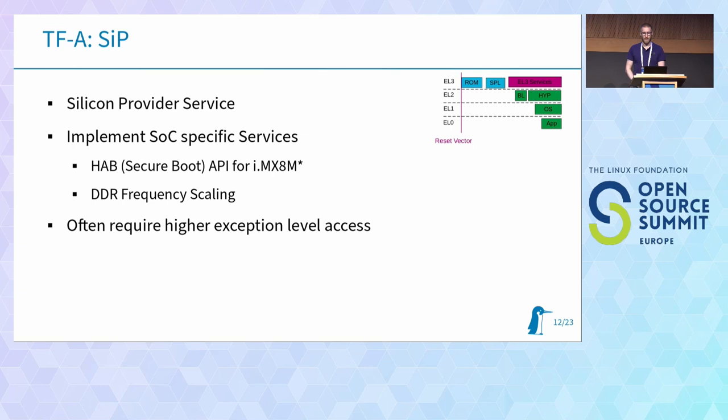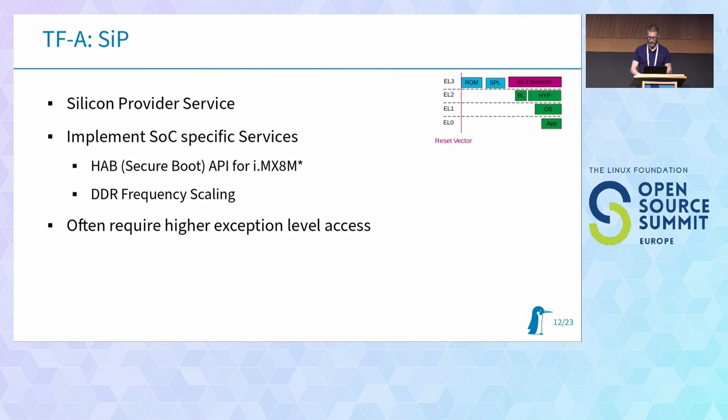And also, NXP provides a way to sign your own binaries using their secure boot scheme to communicate with the on-chip ROM code on the SoC that you want to verify a specific binary blob you've signed before. This is also done using a silicon provider service, because only the highest exception level on the system is allowed to call into the ROM code. Otherwise, you'll get a fault and it won't work. And this is the reason why we require these silicon provider services, because the vendor has locked down the ROM code to only be called from exception level 3.